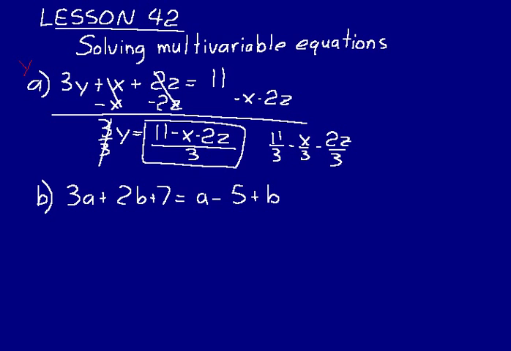Let's do another one. In this problem, I want you to solve for a. So that means that we need to get a by itself. We can get it on the left-hand side or the right-hand side, but I usually just do them on the left-hand side. Try to isolate the variable and get it on the left-hand side. So what we need to do here then is we need to subtract an a from both sides, and we also need to subtract a 2b and a 7 from both sides.